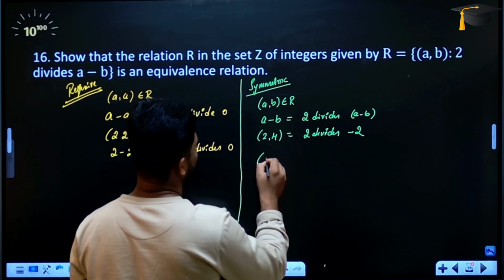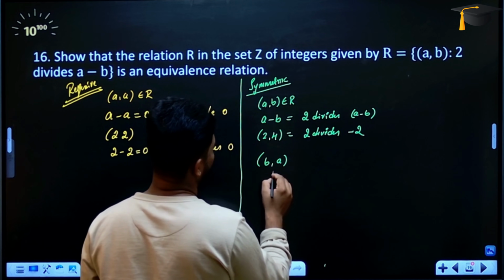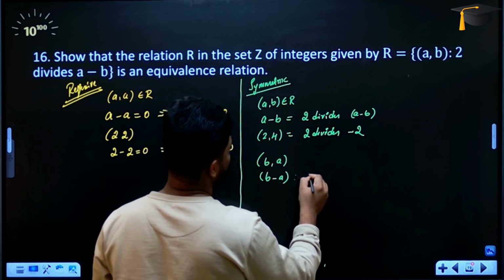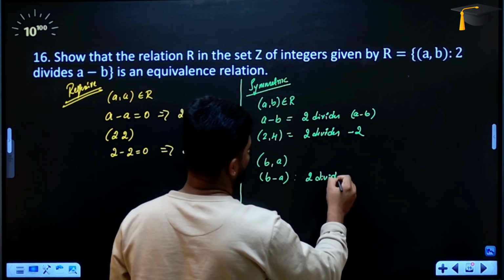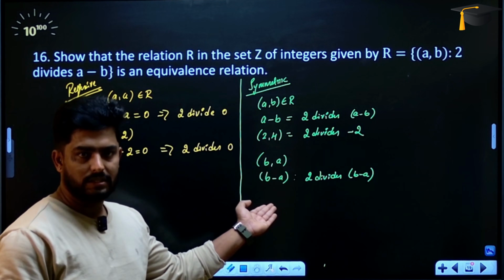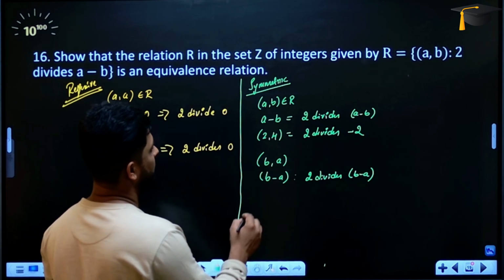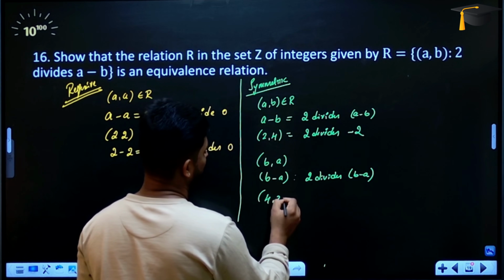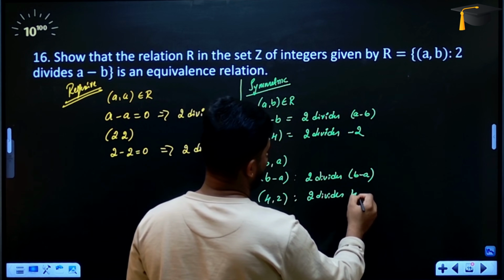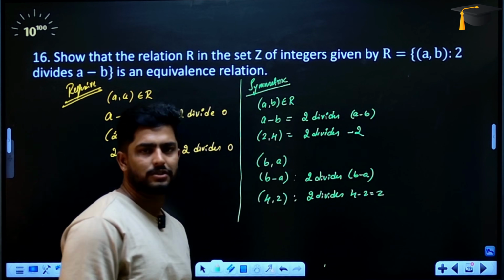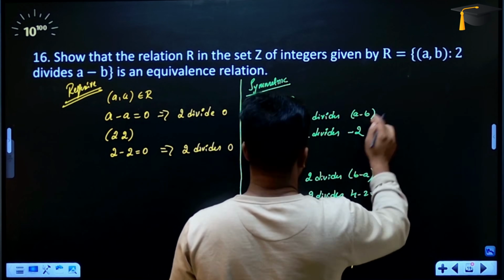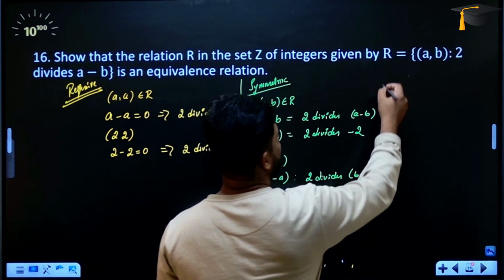Now the other example is b, a. So what is b, a? For example, b minus a. That implies 2 divides b minus a, or else you can take minus common, and you get b minus a itself. So for example, this is 4, 2. So 2 divides 4 minus 2. 4 minus 2 is 2. So 2 divides 2, right? So that can be the other example. Next, last one. Transitive is also similar.